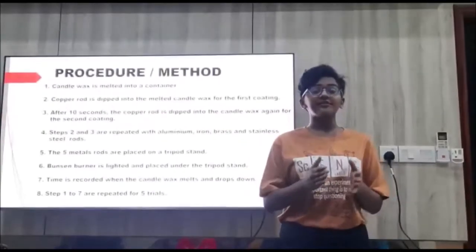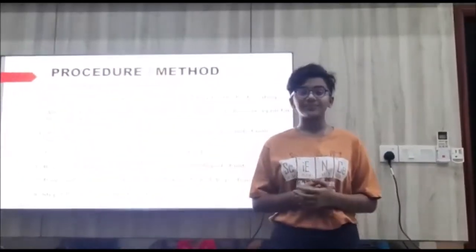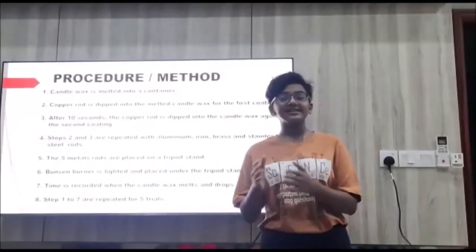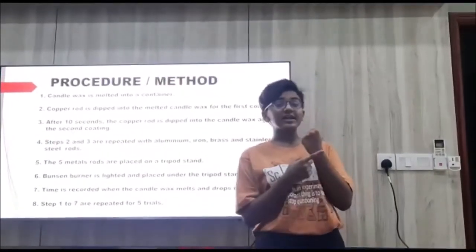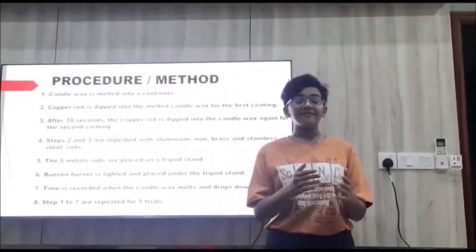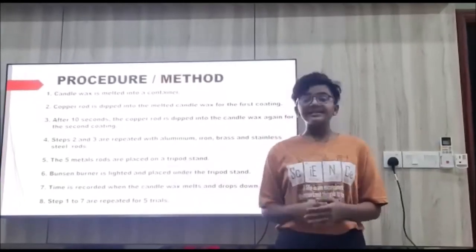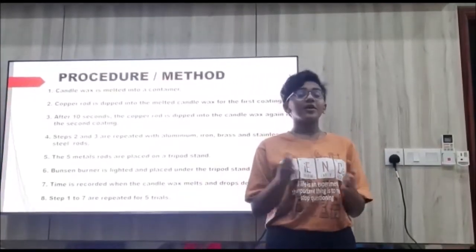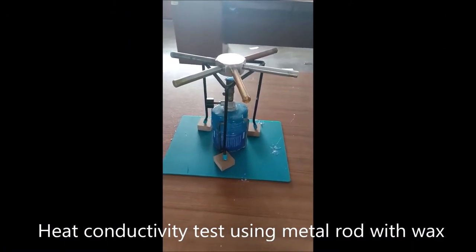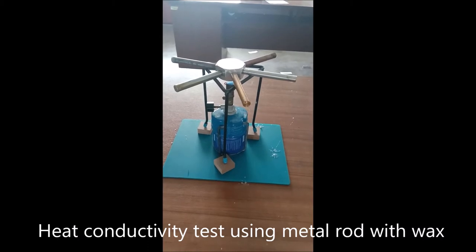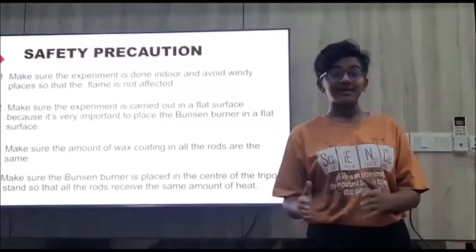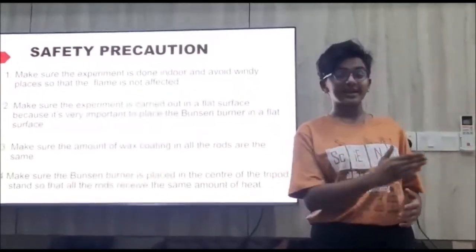We place all the 5 metals on a tripod stand. We lighted the Bunsen burner and placed it under the tripod stand. We recorded the time when the candle wax melts and drops down. And finally, we repeated steps 1 to 7 for 5 trials. Let's take 5 for safety, because nothing is more important than safety.